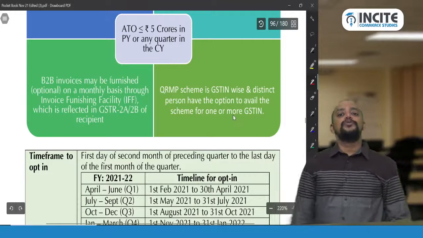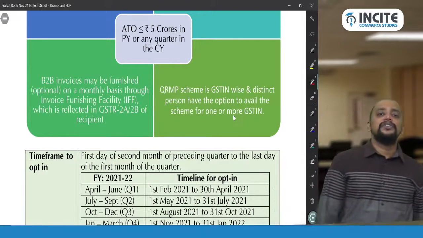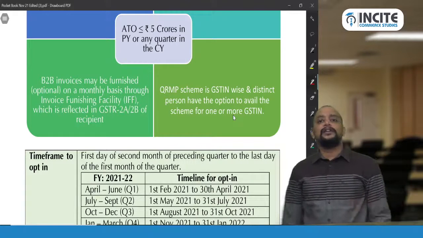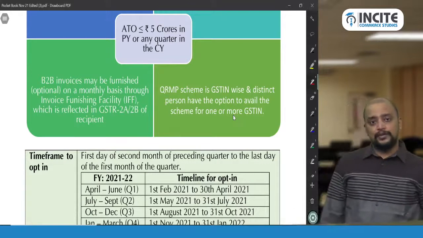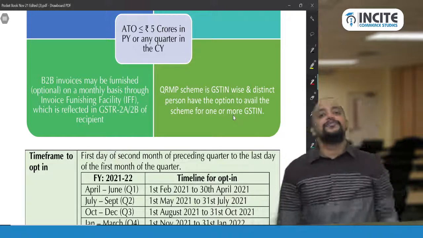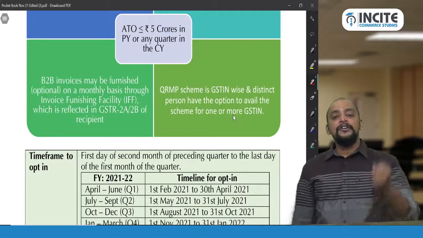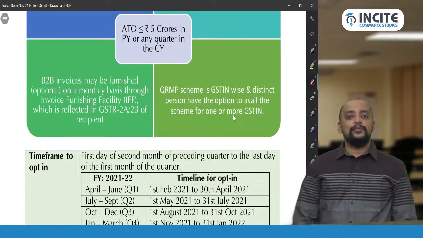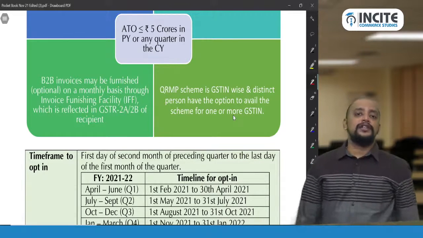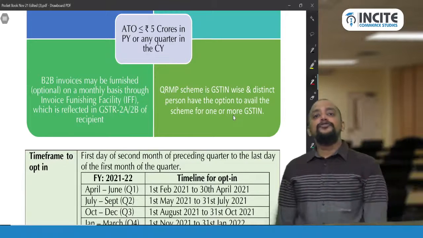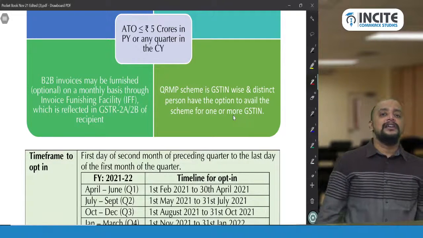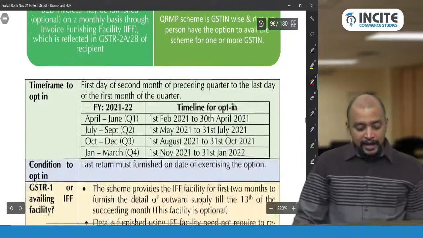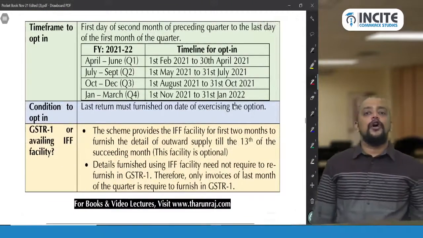It is not like the composition scheme, wherein if you want to opt for the composition scheme for one registration, you need to opt for it for all registrations. Not like that. For QRMP, aggregate turnover is taken, meaning all registrations of the same PAN are taken for counting the aggregate turnover, and the option will be GSTIN-wise. Say the aggregate turnover does not exceed 5 crores, and with respect to a few registrations you want monthly returns and for a few quarterly returns, that is possible. Okay. And what is the time frame for opt-in?